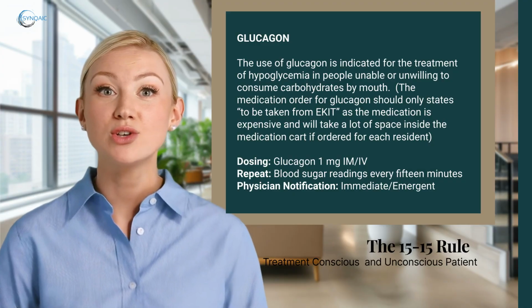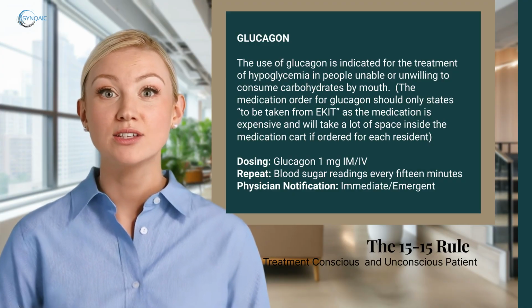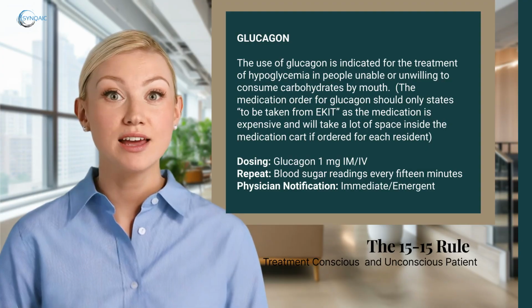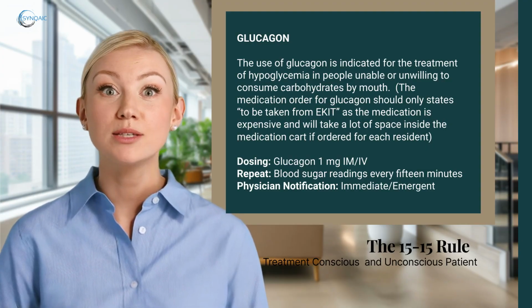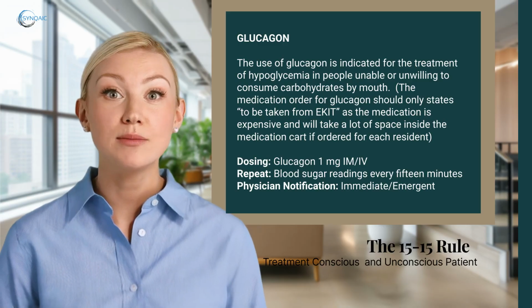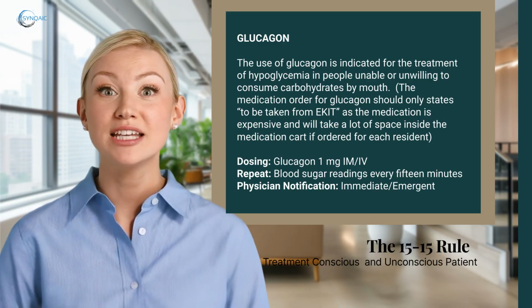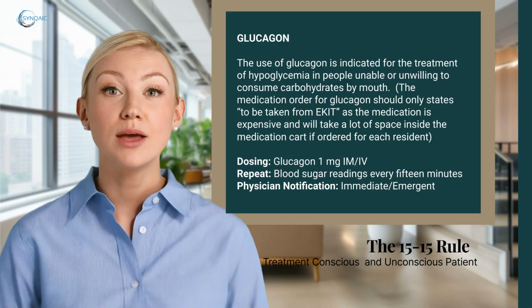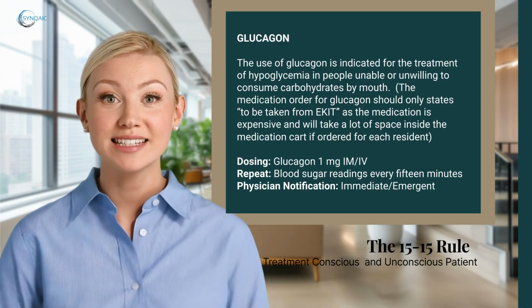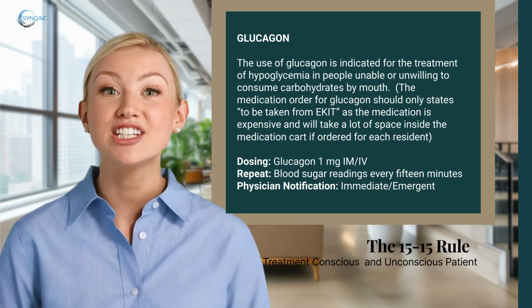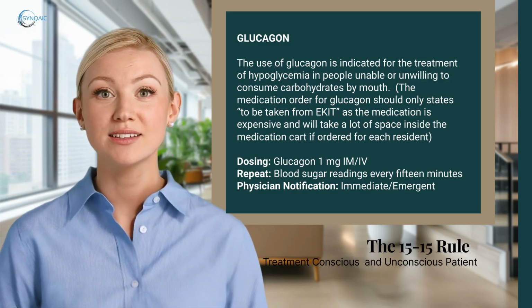Given its cost and storage considerations, healthcare providers are advised to ensure glucagon is readily available when needed, with specific dosing typically set at 1 milligram via intramuscular or intravenous injection, followed by glucose monitoring every 15 minutes, and immediate physician notification in emergent situations.